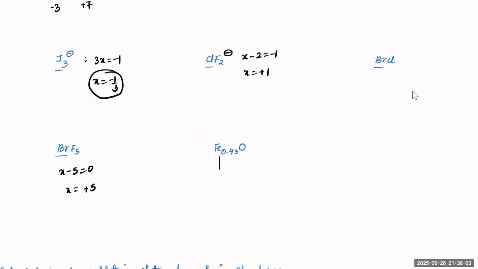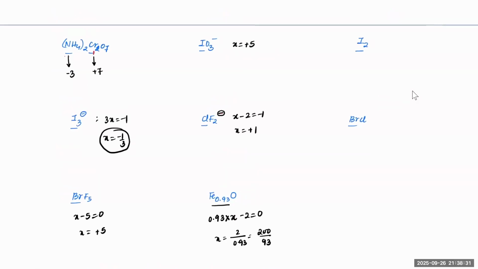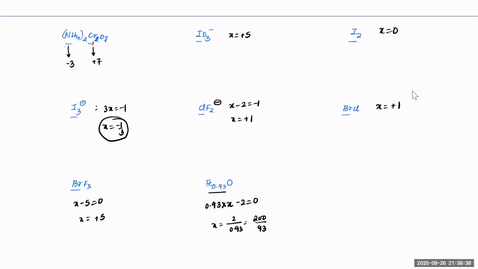Now notice what is the charge on iron. Suppose if at all I have to figure out what is the charge on iron here. Now it depends upon whether you're talking for 1 mole or 0.93 mole. See, this is how you write down 0.93. Here I am writing it for 1 iron. So for 1 iron, how much will be the charge? x minus 2 equal to 0. So x will be equal to 2 by 0.93 or 200 by 93. So that is the oxidation state. Iodine, x is 0, oxidation state is 0. Here x is equal to +1. Okay, so please do check these cases.